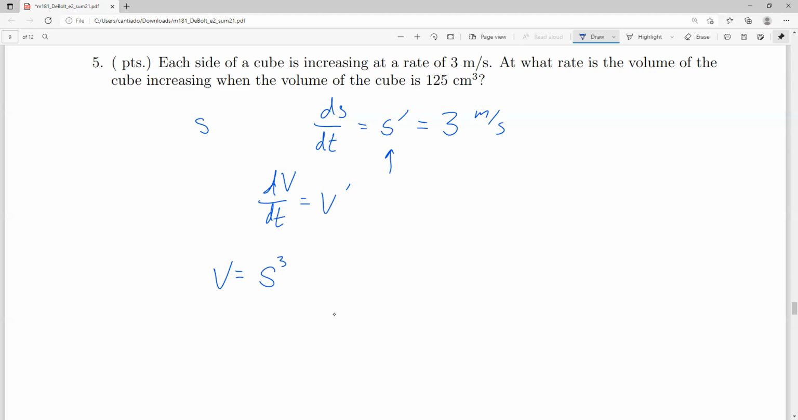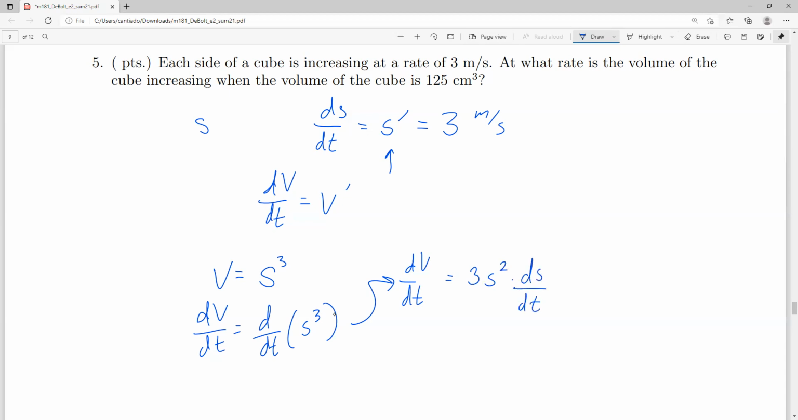So how do we find the rate of change? Well, if we take the derivative in terms of time of both sides, what do we get? I'll go ahead and write dv over dt so that we can see that it's a rate. dv over dt is equal to the derivative of s cubed in terms of time. Well, that's just the power rule. It'll be 3s squared times the derivative of s, so that'll be ds over dt.